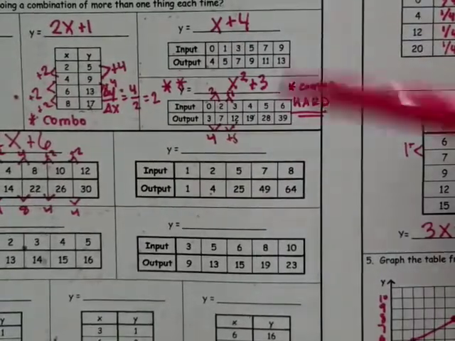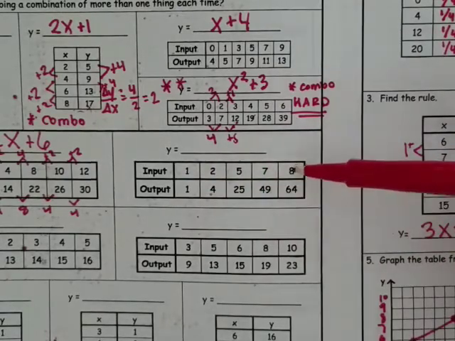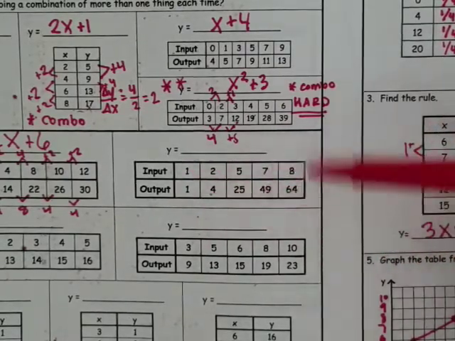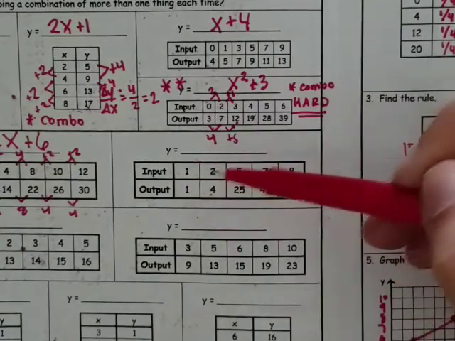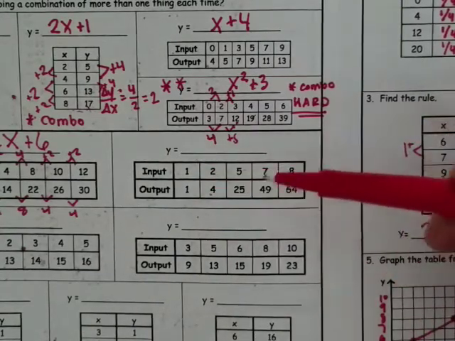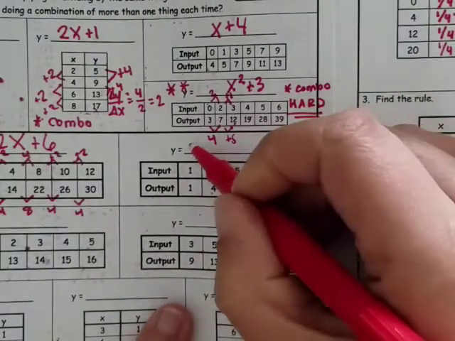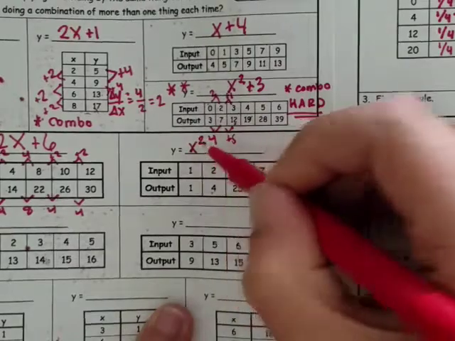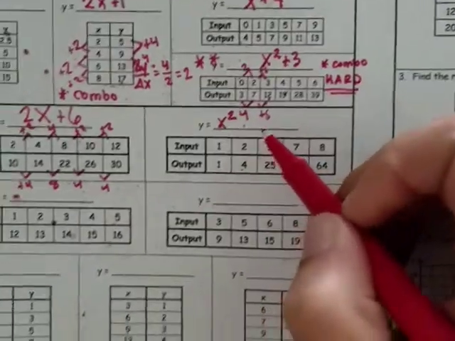All right, let's look here. So 1 to 1, 2 to 4, 5 to 25, 7 to 49, 8 to 64. This should be ringing a bell very, very quickly that all of these, I square the first to get the second. Square it, 5 squared, 7 squared, 8 squared. So this one should have kind of rung a tune, a familiar tune, that this should be x squared.